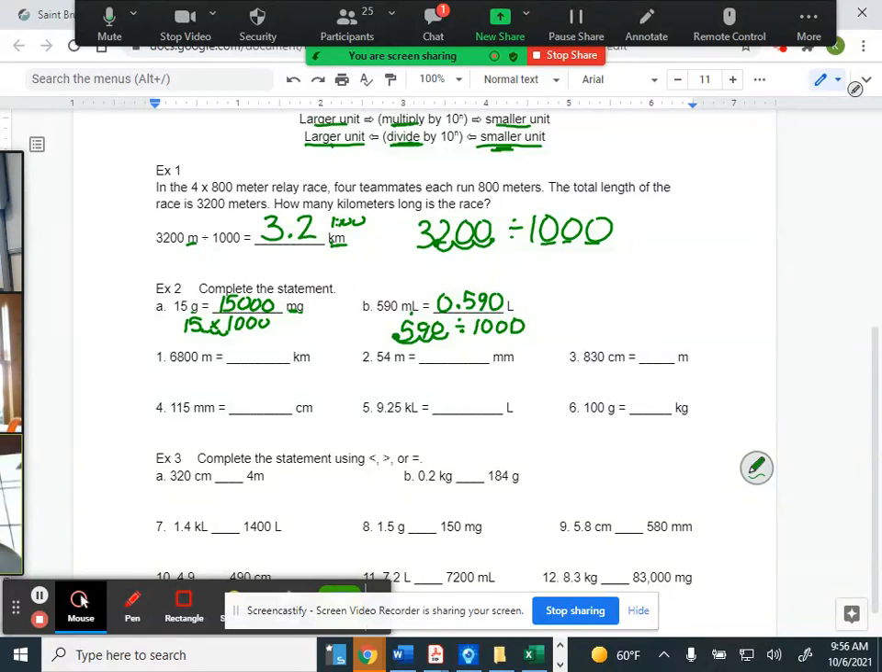We have 6,800 meters. So we're going from small to large. So we're going to be dividing, because when we go from small to large, we divide.